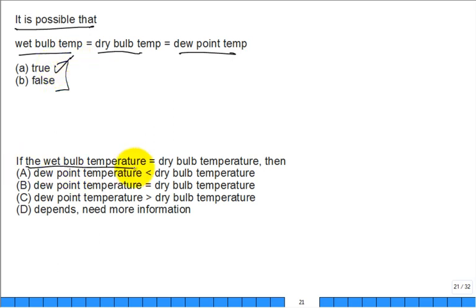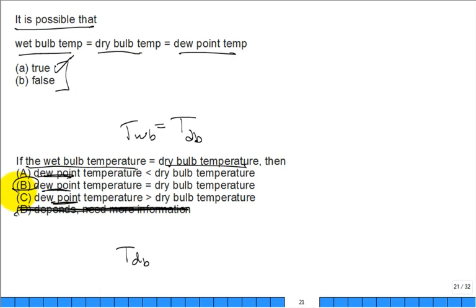So if the wet bulb is equal to the dry bulb, then how is the dew point temperature related? If the temperature of the wet bulb is equal to the temperature of the dry bulb, is the dew point less than the dry bulb, equal to the dry bulb, greater than the dry bulb, or we'll take away D. One of those three is correct. Why do you wait for the hardest one? You waited for one of the hardest questions. All these easy ones, they were raising their hand. Yeah, this is a hard concept.